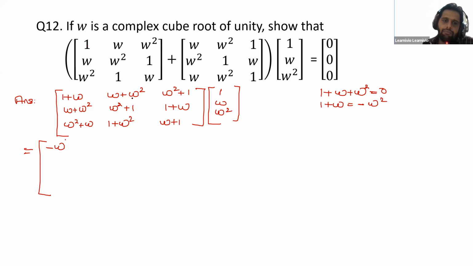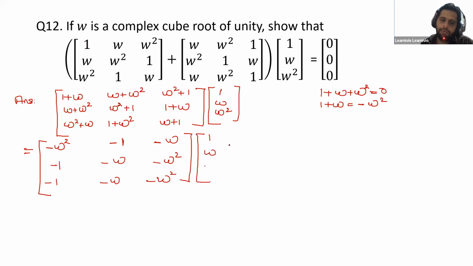Now, Saf, in place of omega plus omega square, what can we write? Minus 1. Great. Then in place of 1 plus omega square, minus omega. Very good. Similarly, in place of this, we can write minus 1, here minus omega, here minus omega square, here minus 1, minus omega, and minus omega square. And these will get multiplied with 1, omega, omega square.